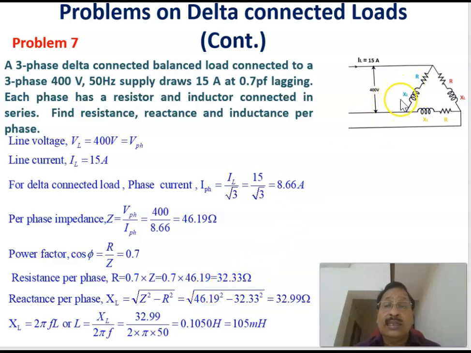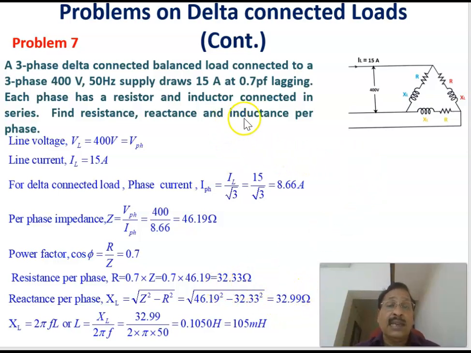Then you have to find out the inductive reactance XL. XL can be calculated as the square root of Z square minus R square, which is equal to the square root of 46.19 square minus 32.33 square, equal to 32.99 ohms. Therefore, this is the inductive reactance and this is the resistance.